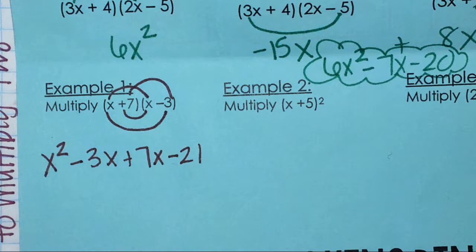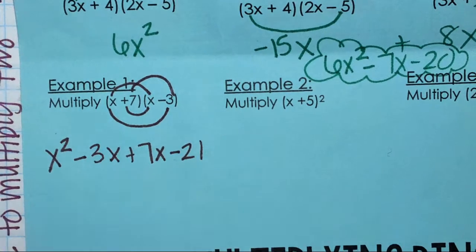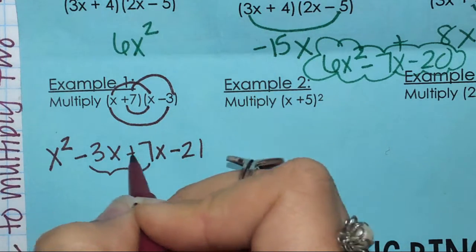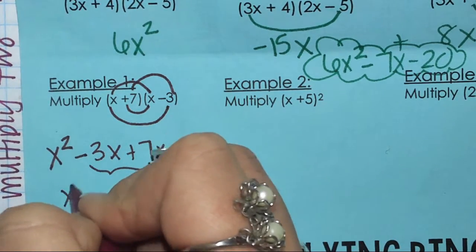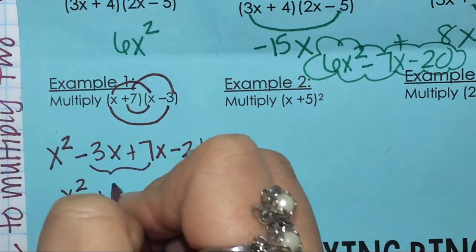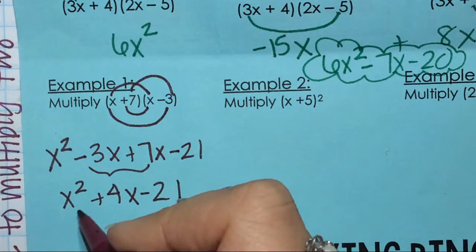All right, are we done? No. We now have to do what? Combine like terms. So what is negative 3x plus 7x? 4x. 4x to the second power. You get it. 4x. Whatever.